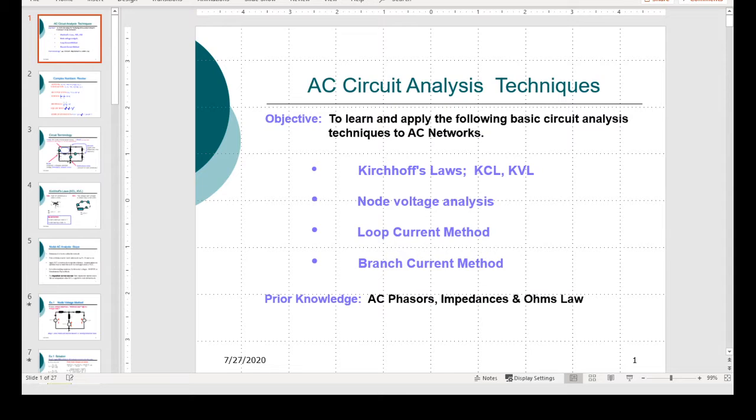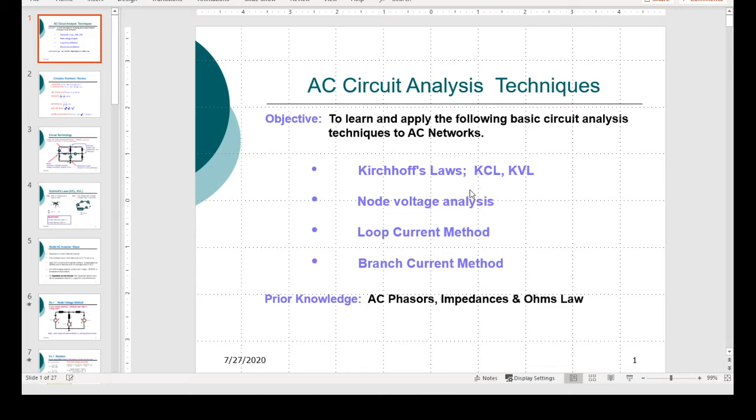In the interest of time, I'm going to go straight to the topic. We are going to be looking at AC circuit analysis techniques. Specifically, we are going to consider node analysis and loop current method.